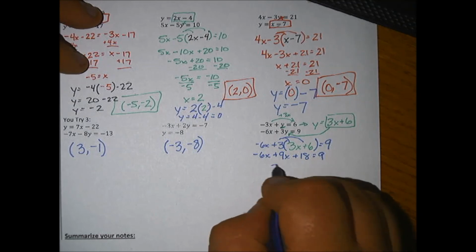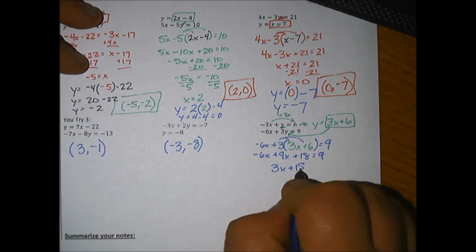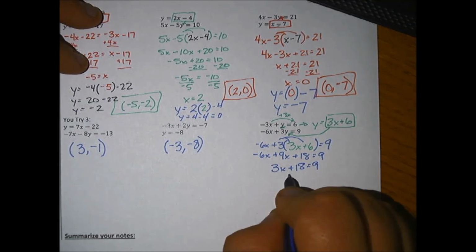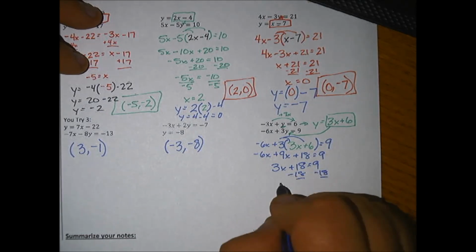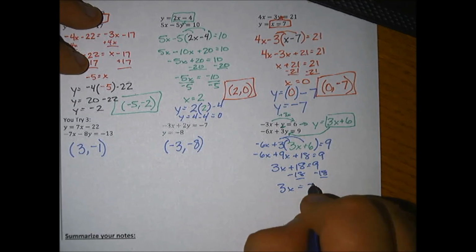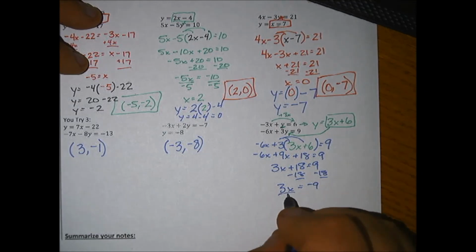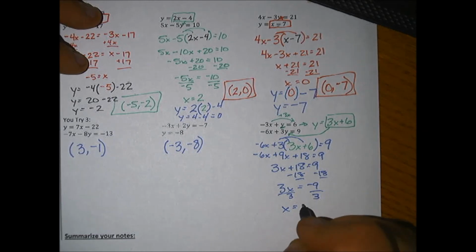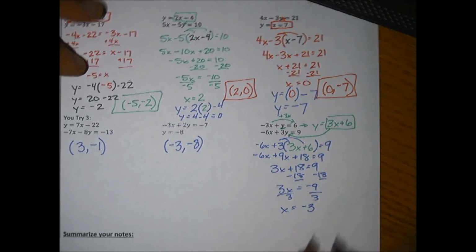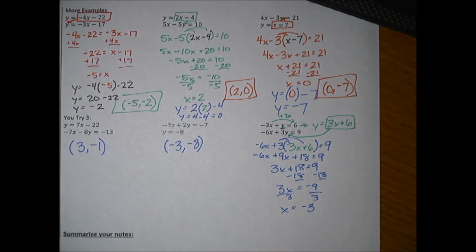Combine like terms here, we have 3x plus 18 equals 9. Subtract 18 from both sides. And divide by 3. X should be equal to negative 3. That's part of my answer. Let's find the other one.